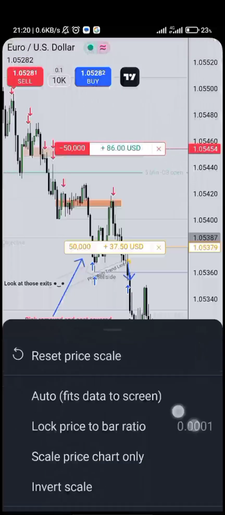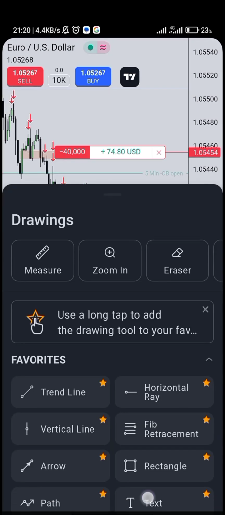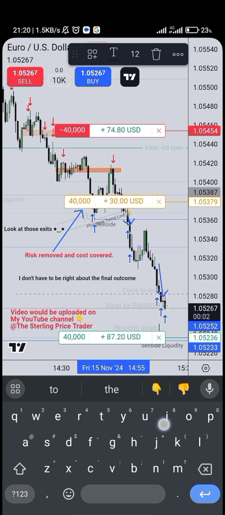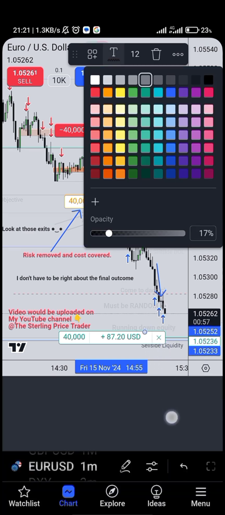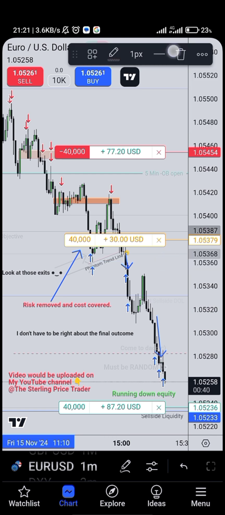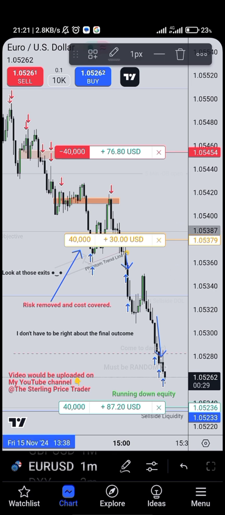Sometimes you might just see this first exit and retracement. In those cases, imagine you just took very little and everything retraced. So what I'm doing is running down equity. Every low that forms, I'll be taking out 10,000, 10,000, 10,000. That's running down equity. I learned that from a YouTuber on YouTube, in the ICT. So that's when I'm running down equity from each low that forms.